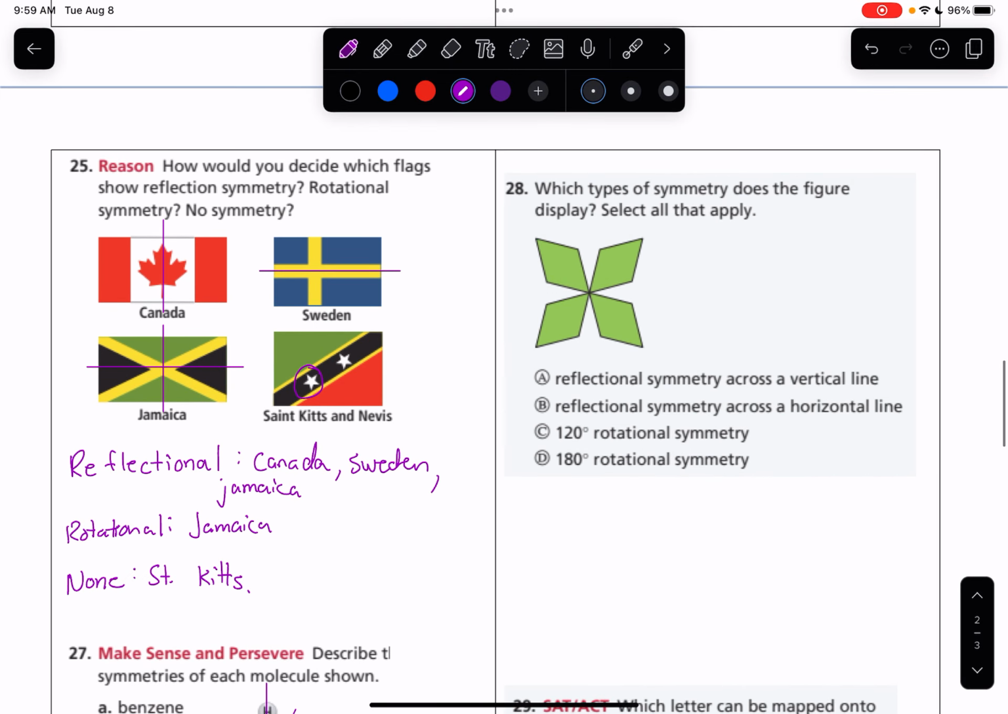Number 28, which types of symmetry does the figure display? Let's see, reflectional symmetry across a vertical line, absolutely yes. Reflectional symmetry across a horizontal line, also yes. 120 degree rotational symmetry, that's reserved for things with 3 points, right? Because 120 is 360 divided by 3. It would need to be a 3-cornered shape and not a 4-cornered shape. 180, however, we flip it over and it looks exactly the same. So A, B, and D are our answers there.